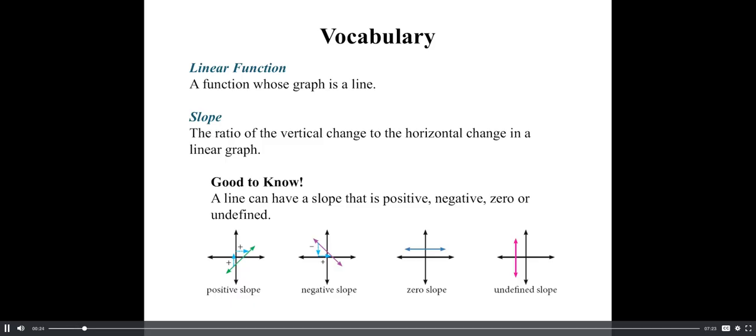Here are some key ideas about slope that are good to know. A line can have a slope that is positive, negative, 0, or undefined. The first graph below represents a positive slope because to move from one point to the next, you increase on the y-axis by moving upward, and you increase on the x-axis by moving to the right. You could imagine walking up a staircase to the right.